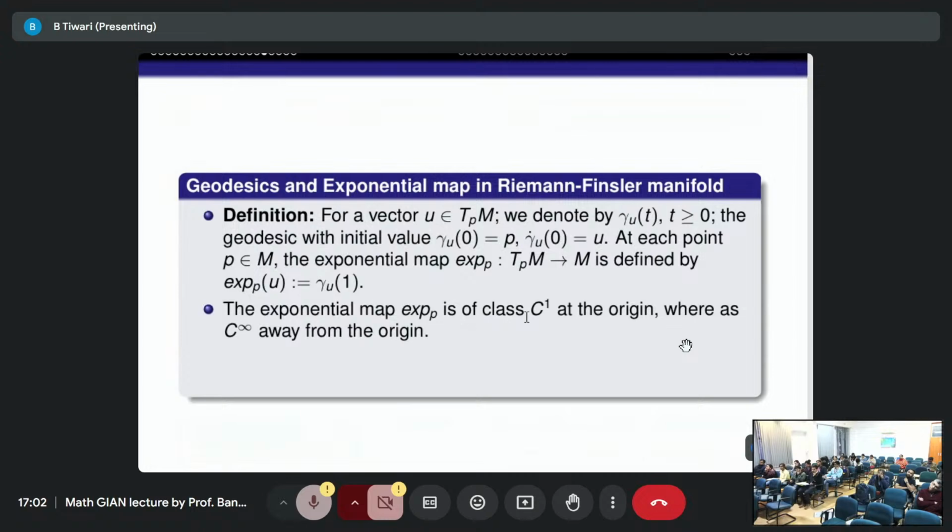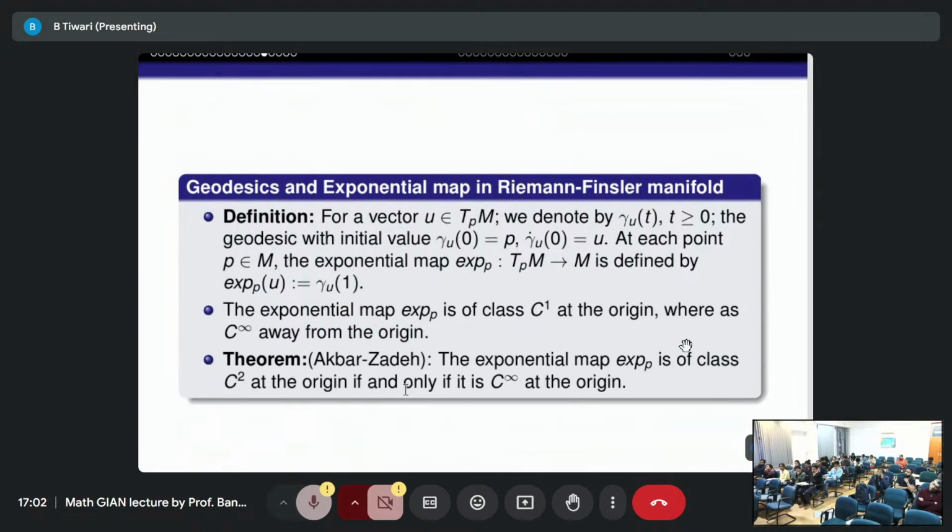And interestingly, it is C2 at the origin. It's a result by Akbarzadeh that the exponential map is C2 at the origin if and only if it is C infinity at the origin. And in that particular case, this Finsler metric has a special name: a Berwald metric. I'm not going into detail about this Berwald metric, but I just wanted to emphasize that if you increase the smoothness of this exponential map from C1 to C2, it must be C infinity.